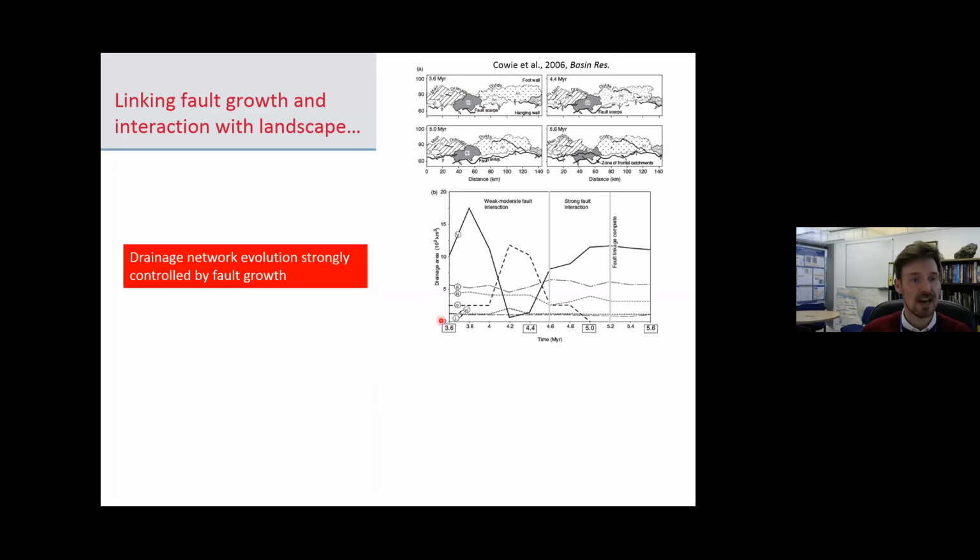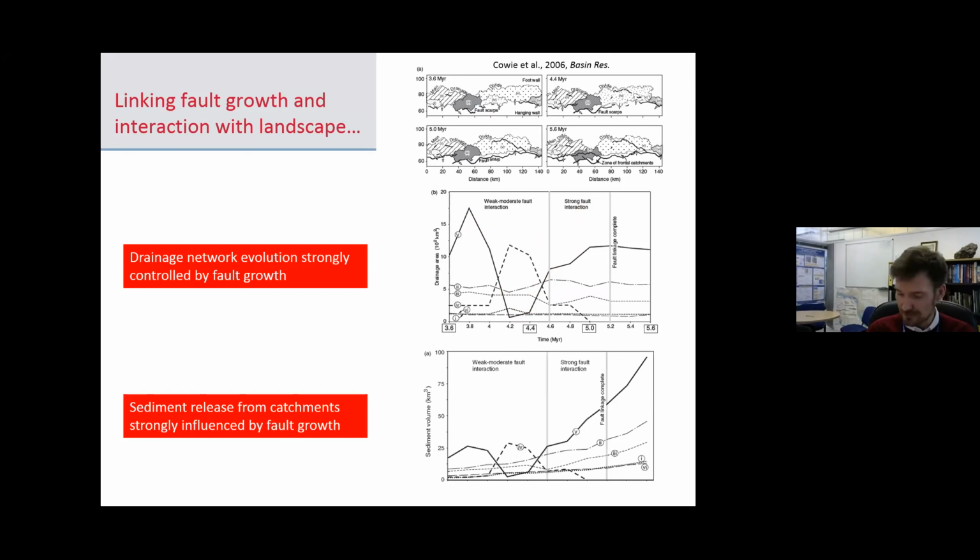And if we put drainage area against time in the model run, then some of the catchments grow, then they lose drainage area due to competition, and then they might grow again and expand. And that's controlled by the temporal history of fault interaction. So one of the key things that these sorts of models show is that drainage network evolution in these rifted settings is strongly controlled by fault growth. And of course, that fundamentally affects the sediment release from catchments. So there's a sediment volume over time as well.